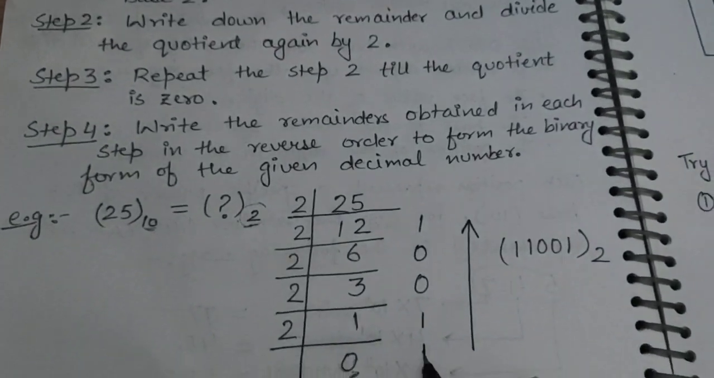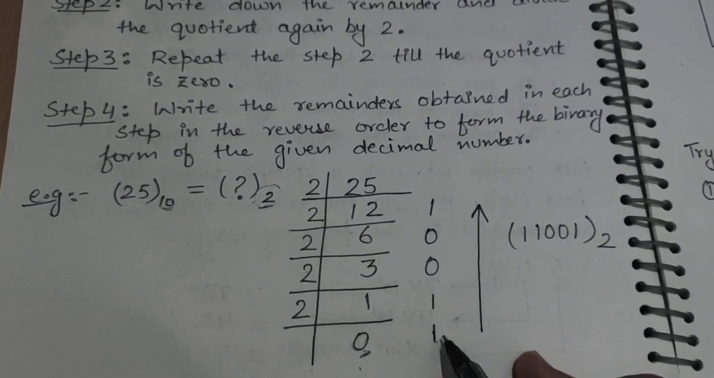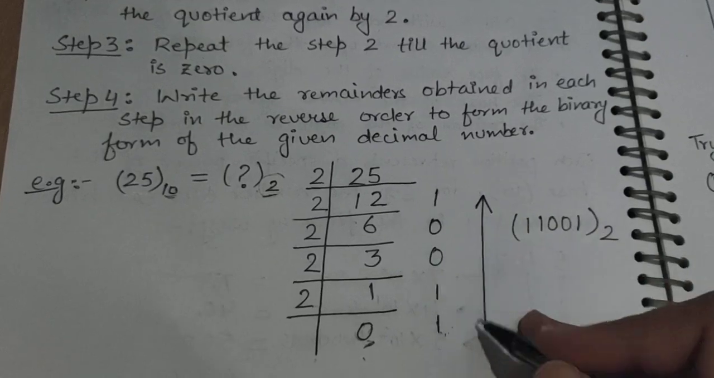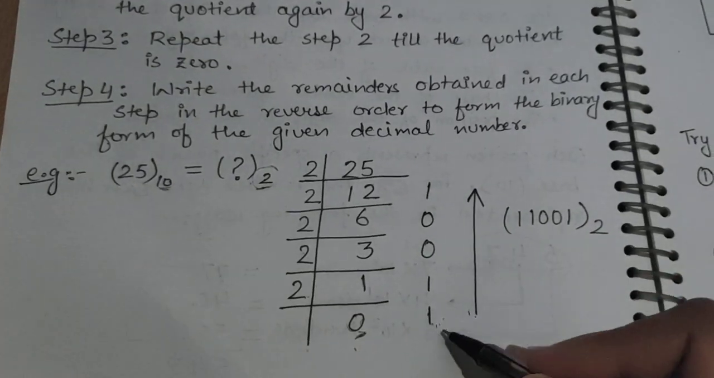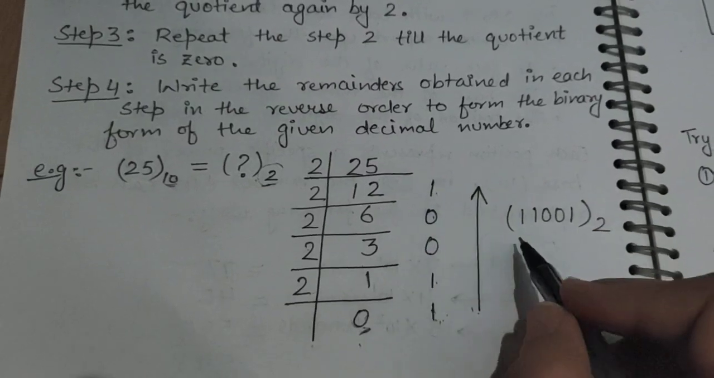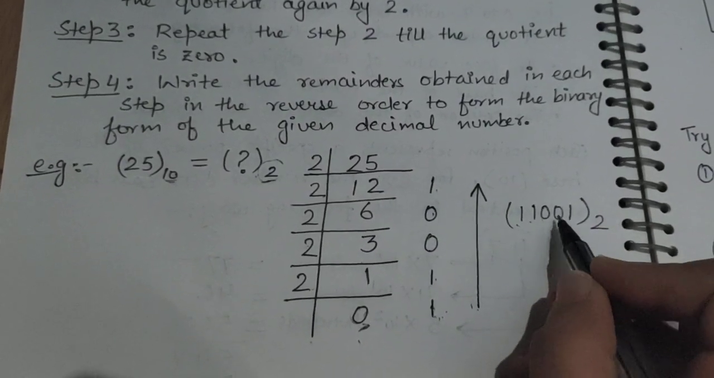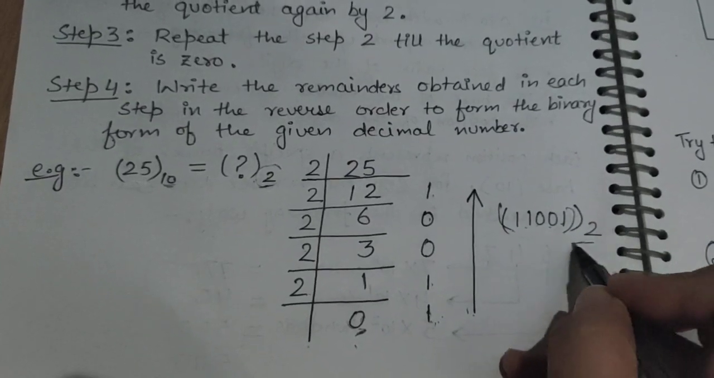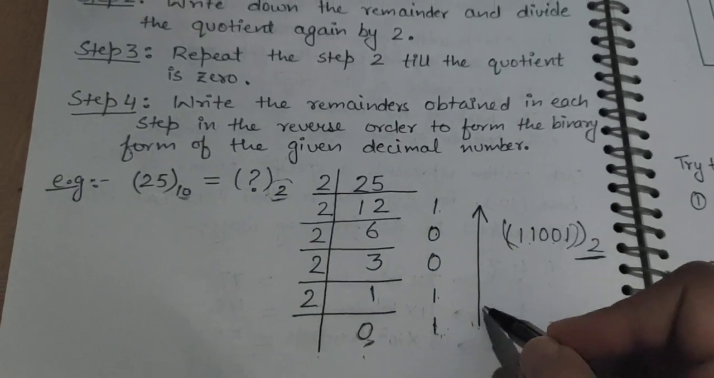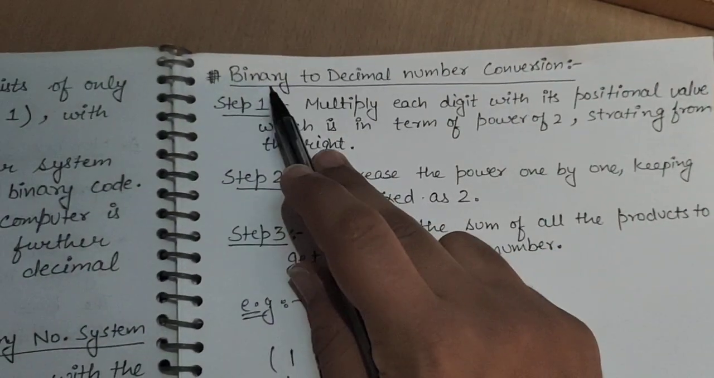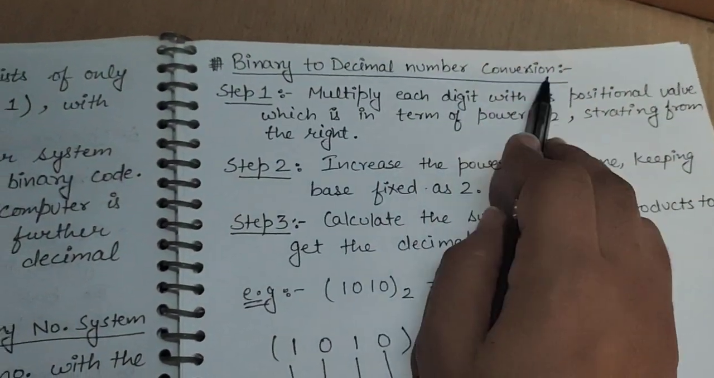Now what is our last step? Our last step is we will write the remainders obtained in the reverse order. What is our reverse order? That is 1 1 0 0 1. So 1 1 0 0 1, and what is its base value? That is 2. Okay, so now let us see binary to decimal number conversion.